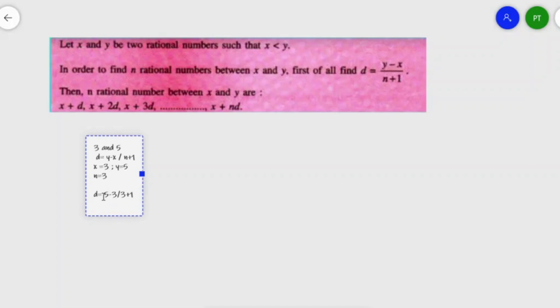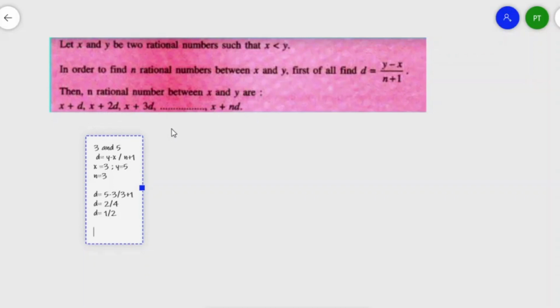Okay, so once you solve it, 5 minus 3, let's solve it together. 5 minus 3 is 2, by 3 plus 1 is 4. Therefore, 2 by 4 is 1 by 2. That's correct. So 1 by 2 is our d. It's not one of our numbers, but it's the d. As I told you before, we will have to equate it into this given condition: x plus d, x plus 2d, x plus 3d.